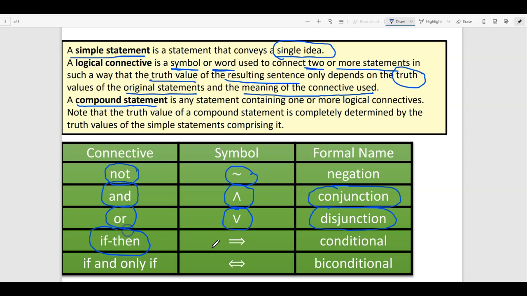If, then. Sometimes in some of the books it's represented with one arrow, and I think on this platform, the online homework, it's represented with double arrows. It's called conditional. If you give me $1, then I give you a coffee. If and only if: if and only if you did your homework, you would have aced the class. That's a two-way arrow and it's called biconditional.